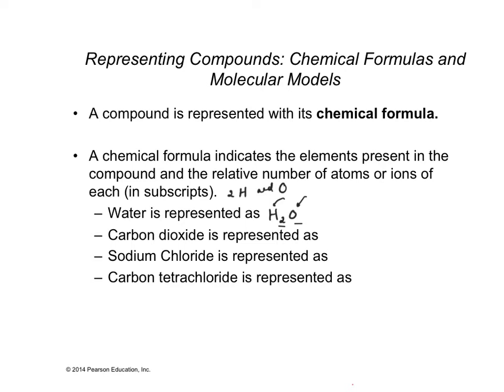Same thing for carbon dioxide. For carbon dioxide, the chemical formula is CO₂. That tells us that there are carbon and oxygen that compose carbon dioxide, and there are 2 oxygens and 1 carbon, okay? Same thing for sodium chloride, we represent it as NaCl. These are the chemical symbols for both sodium and chlorine, and they come in a 1-to-1 ratio. And then for carbon tetrachloride, it's carbon, and then there are 4 chlorines. So 1 carbon, 4 chlorines, that's what we mean by carbon tetrachloride. Okay, so these are all the chemical formulas for these various compounds that have been listed.